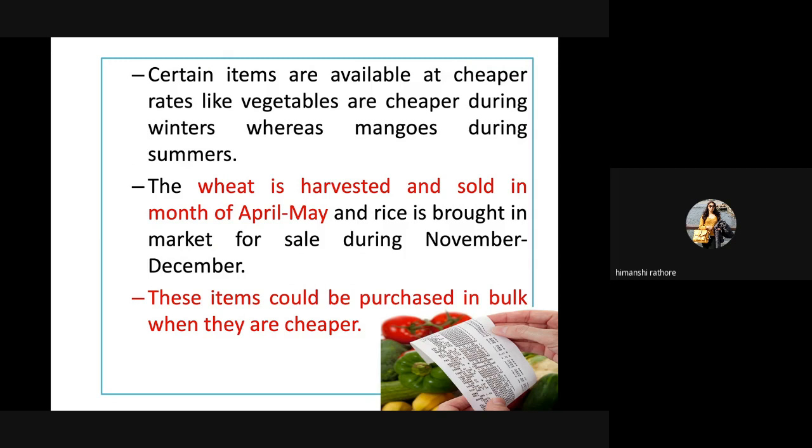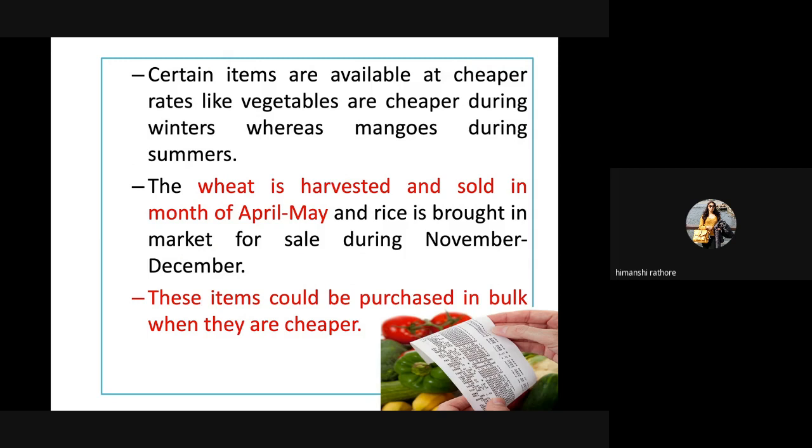So as per the season, you have to pick fruits and vegetables smartly. You have to make your food budget. Wheat is harvested and sold in the months of April and May in our country, in India, and rice is bought in the market for sale during November and December.